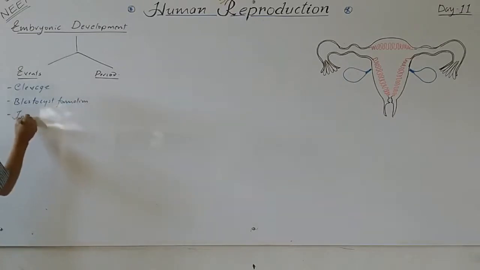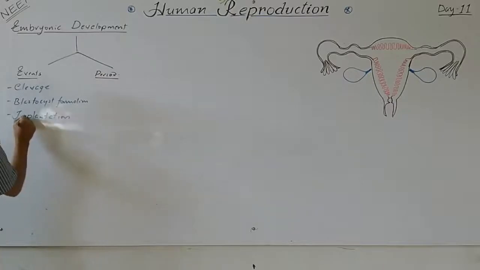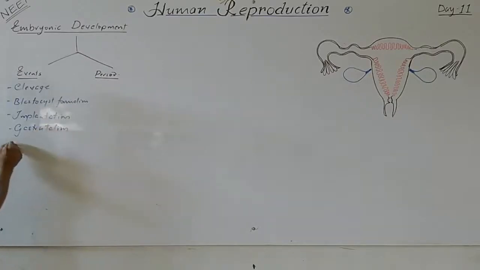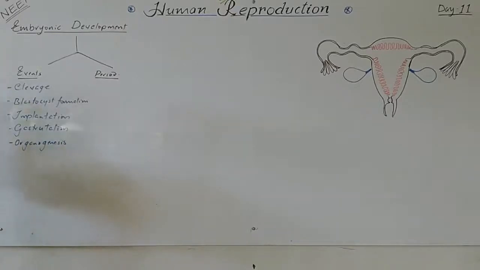Then implantation, then gastrulation, then organogenesis. So these are all the events that take place in the embryonic development. Cleavage is there, the blastocyst formation, then implantation occurs, gastrulation occurs, then organogenesis occurs.